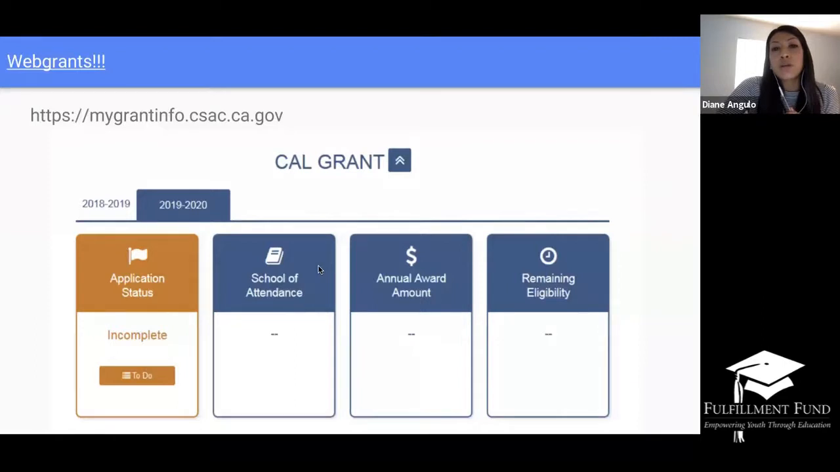It will tell you how much you're receiving in Cal Grant A or Cal Grant B, and if you are receiving a federal Pell Grant. At the end, when you decide what college you would like to attend, you do need to change that in school of attendance, so they know where to send your money. So keep that in mind. Another important thing: once you graduate from high school, you need to log back into your WebGrants account and confirm your graduation date.